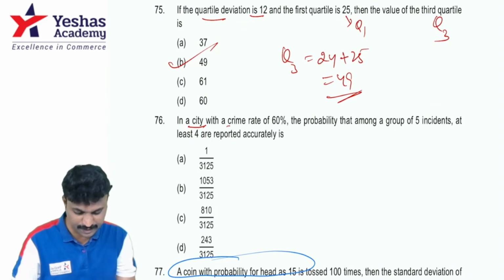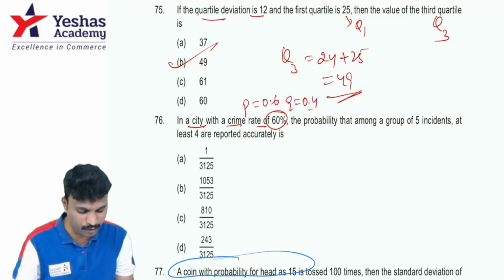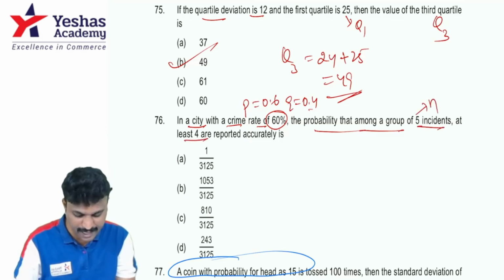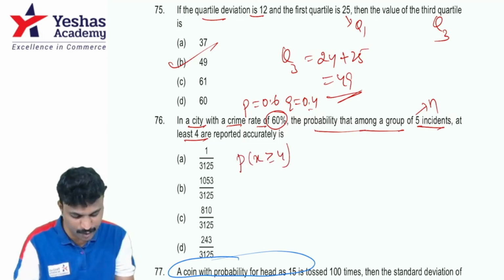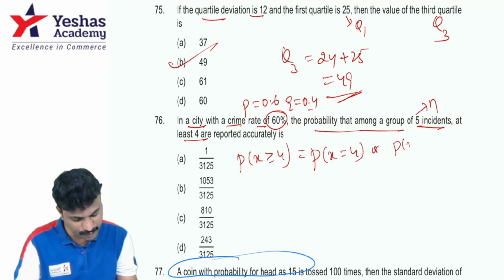76th question. In a city with a crime rate 60%, so probability of success is 0.6, probability of failure is 0.4. Among a group of 5 incidents, that means n is equal to 5, what is the probability that at least 4 are reported accurately? That means P of x greater than or equal to 4. So what are the possibilities? X equal to 4 or x equal to 5.